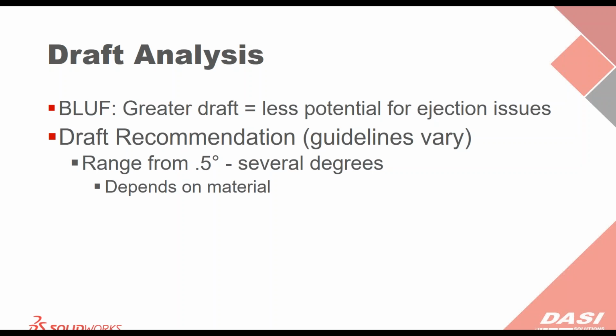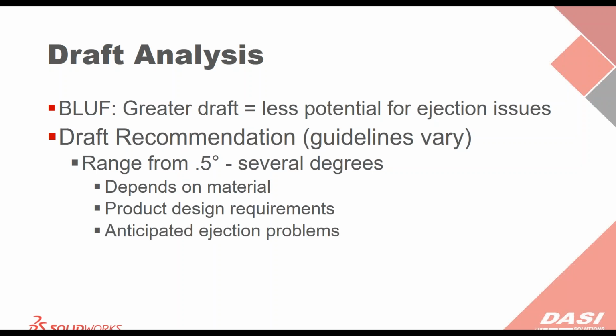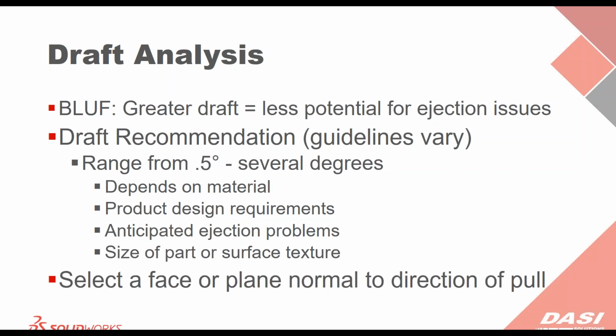The draft angle depends on the material, on your product design requirements, and on how that's going to affect your overall dimensions. If you anticipate any ejection problems in certain areas, you may want more draft in that area. The size of the part and the surface texture matter too. If you have a really large part, you're probably going to want more draft. If you have a really rough surface texture, you'll want more draft. If it's a very smooth surface texture, you can probably decrease the draft angle a little bit. And then you want to select a face or plane normal to the direction of pull to specify your draft angle.